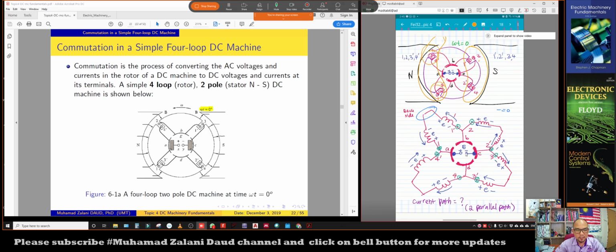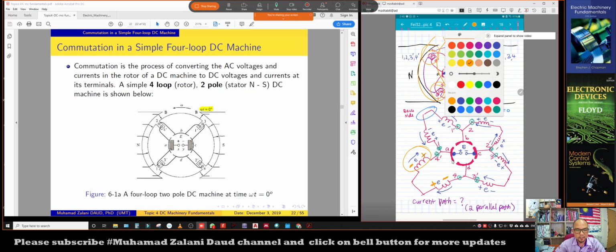So at this particular instant, we get 4E of voltage induced across the two terminals of the brush. And then we have two current paths here. Current will be flowing from positive to negative, so plus is here, minus is here, and then plus is here, and minus is there.